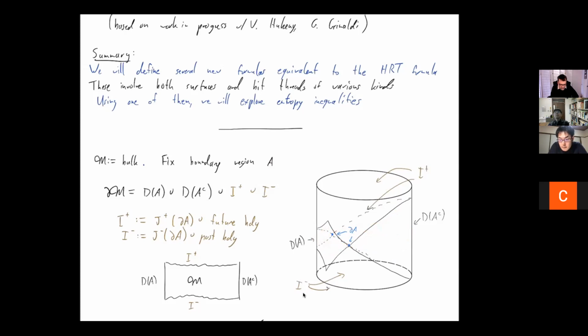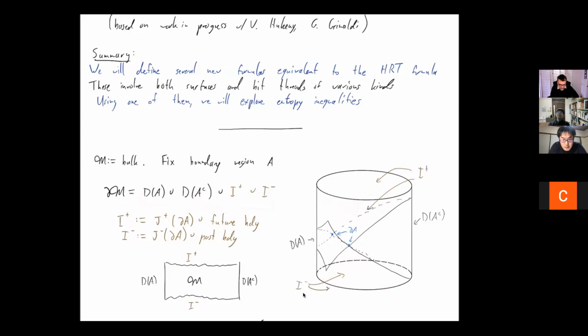And so we can actually decompose. I'll be using this notation a lot in the talk. So we can decompose the full boundary of the space-time into four parts. We have the domain of dependence of A, the domain of dependence of its complement, the future part, which also includes future infinity or a singularity, and the past part, which also includes past infinity or a singularity. Okay, so we have a decomposition of the boundary of M into these four parts, I call the future I plus and the past I minus.